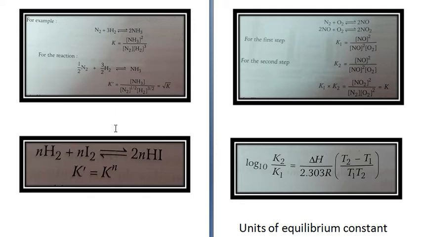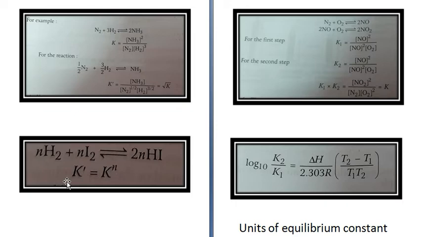Next, if an equation having equilibrium constant K is multiplied by 2, the new equilibrium constant is the square of K. For example, take the equation H2 plus I2 giving you 2HI. Now suppose you multiply this equation by n. So nH2 plus nI2 gives you 2n HI. In that case, if you know the equilibrium constant of the first equation, you simply have to raise it to the power n.